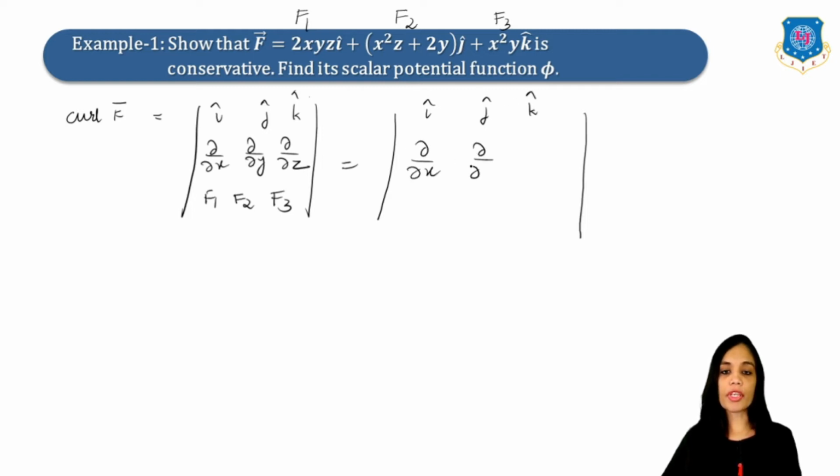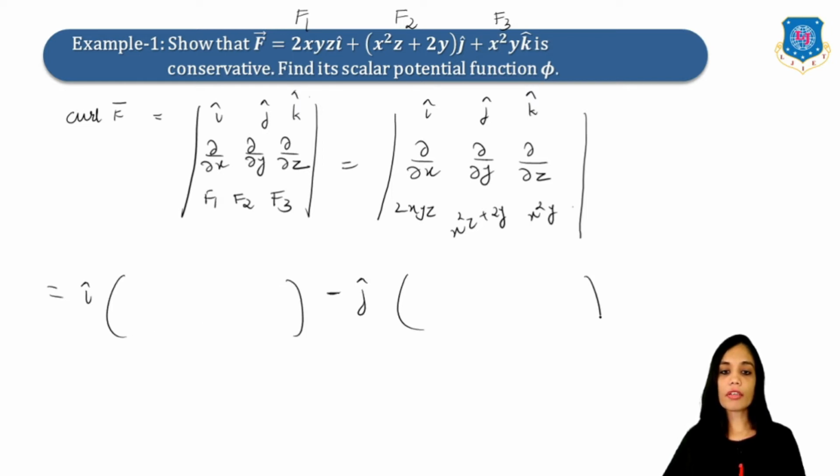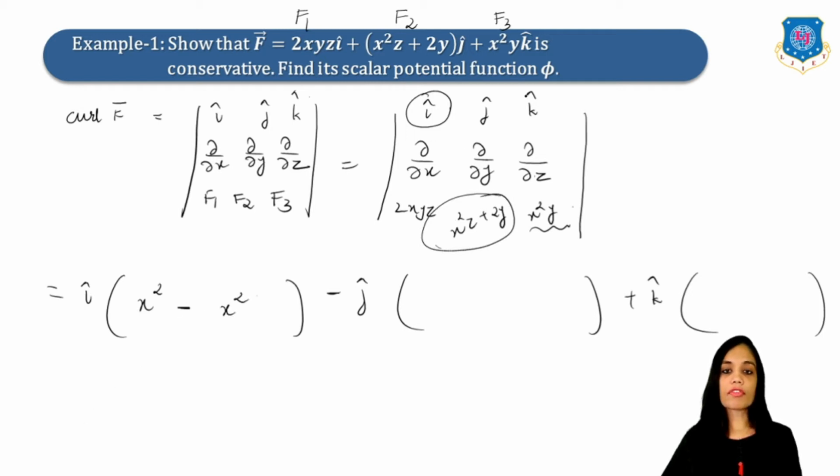These two rows will remain as they are. Now put the values of f1, f2, f3. f1 is 2xyz, f2 is x square z plus 2y and f3 is x square y. So now let us solve the determinant. i cap times this, then minus j cap, plus k cap times this. Let us solve from i. We find the derivative of this with respect to y, so x square will come, minus the derivative of this function with respect to z, so minus x square will come. Done.